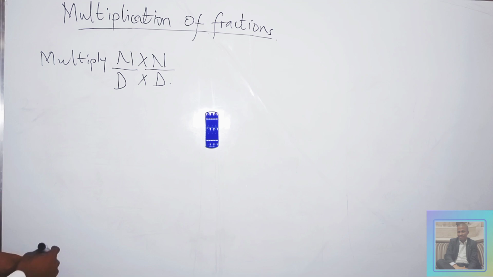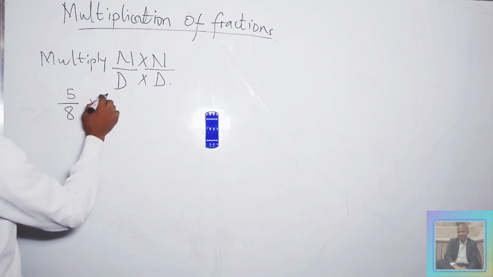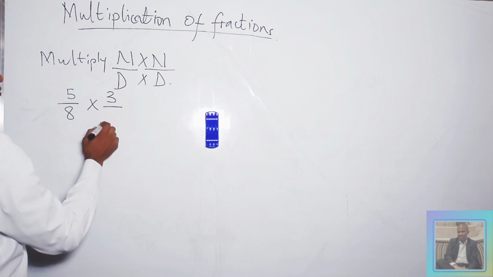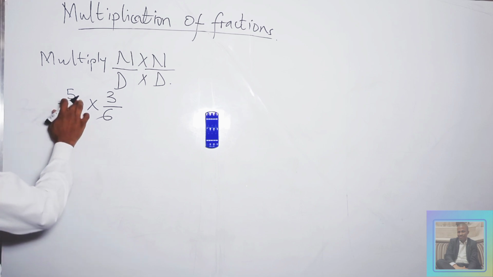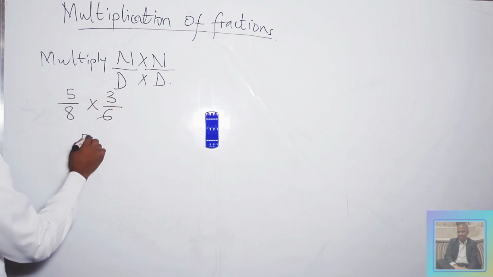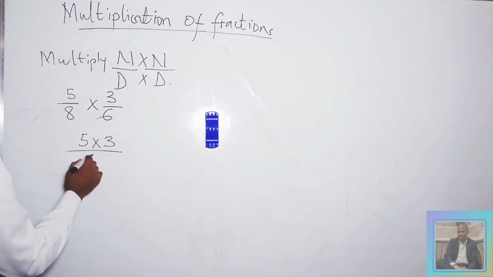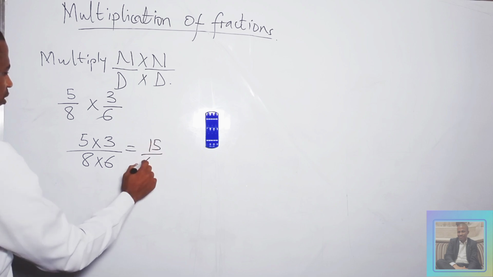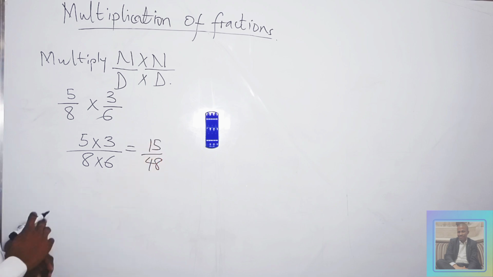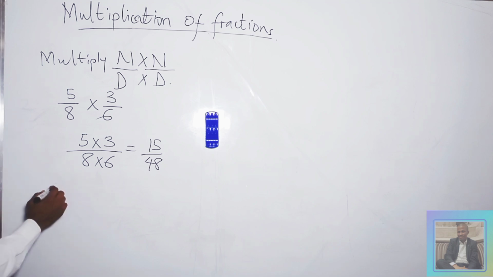For instance, if you have a fraction 5/8, and then we are asked to multiply it by 3/6. What do we do? We multiply the numerator by the numerator, 5 times 3, and then we multiply the denominator by the denominator, 8 times 6. What do we have? We have 15/48. As simple as that.